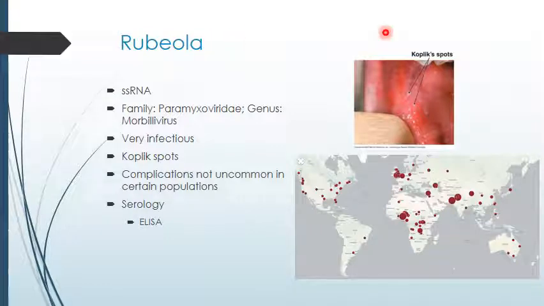Rubeola, another one. This one is spread also by aerosol and droplet. It's a single-stranded RNA virus from Paramyxoviridae, and it's very infectious. This is one of the reasons that this one was targeted for vaccine development. This is the most infectious of all the childhood diseases. If an unvaccinated person comes in contact with an infected person, there is a greater than 90% chance of getting the disease.